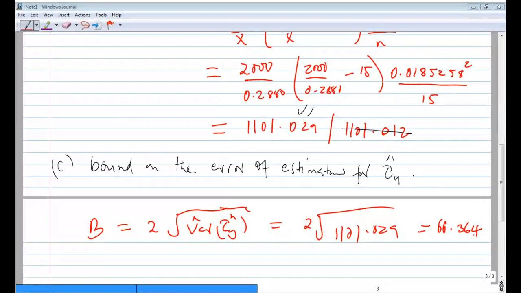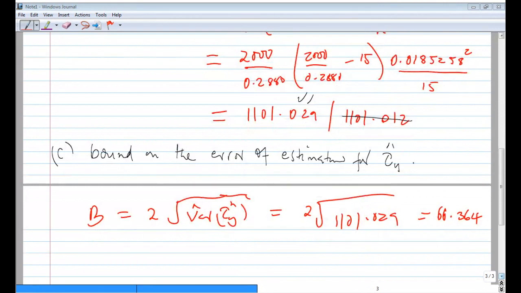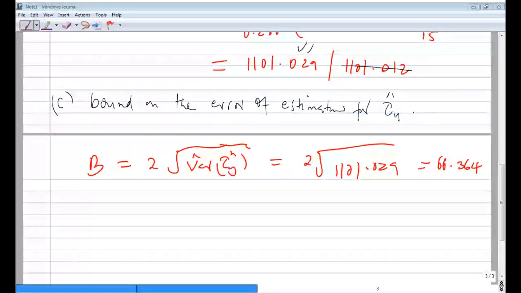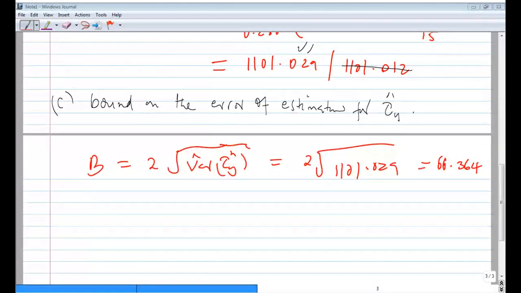Now, let me just quickly show you how to select the sample size under ratio estimation. Or before that, do you have any question? Before we go to the sample sizes. Any question? None. Okay. Let's quickly go there.